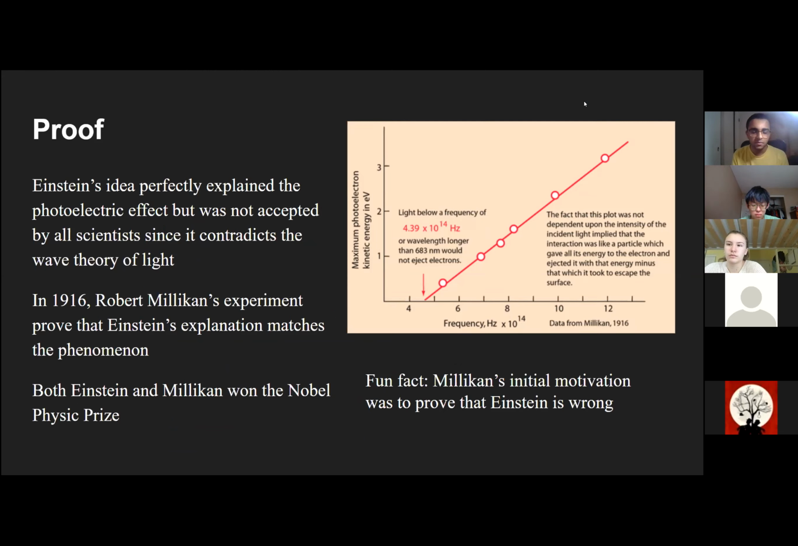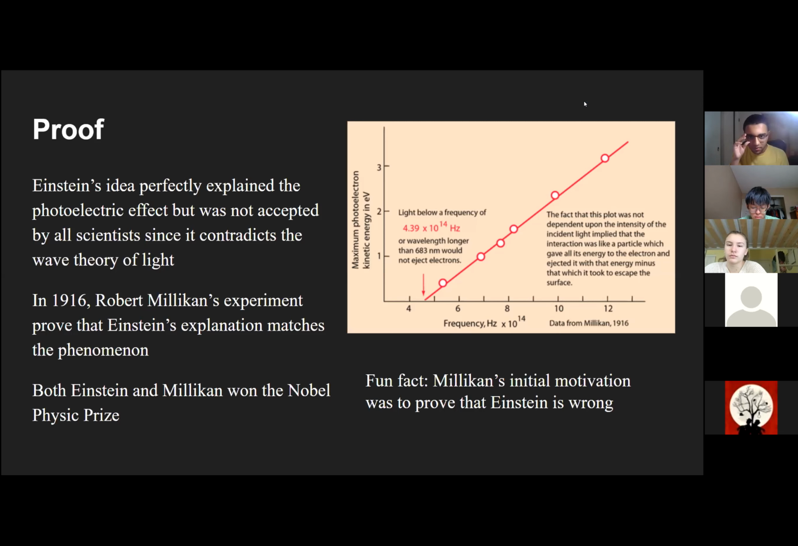So look at the graph on the right. Its x-axis is frequency, and its y-axis is the photoelectron kinetic energy, just E. As long as they form a straight line with a slope of h, which is the Planck constant, you can actually say that his idea is correct.